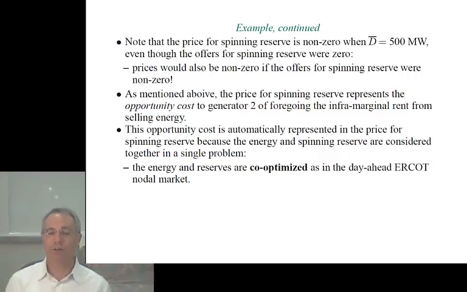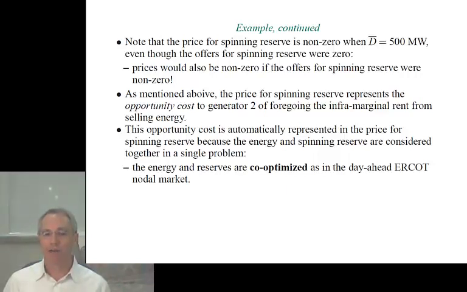The price for spinning reserve is non-zero for D overline is 500 megawatts, even though the offers for spinning reserve are zero. This is a very important point. Of course, if the offers were non-zero, we would have non-zero prices. However, the key point here is that the prices are non-zero even though the offers were at zero price. As I mentioned above, the price for spinning reserve represents the opportunity cost to generator 2 of foregoing the inframarginal rent. This opportunity cost is automatically represented in the price for spinning reserve because they're considered together.